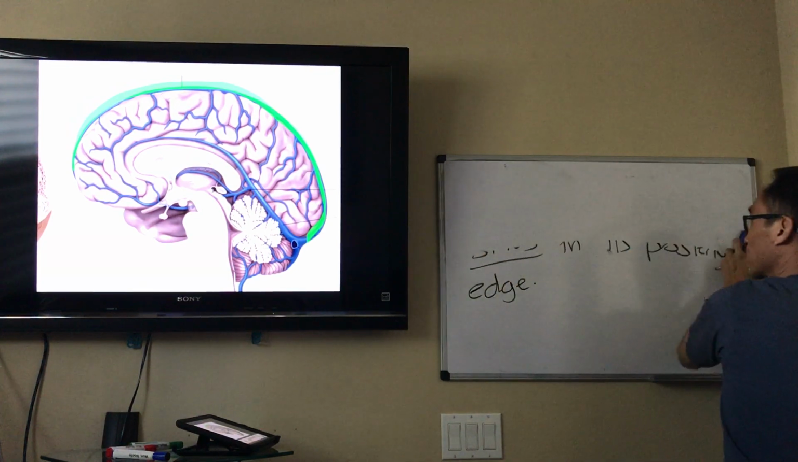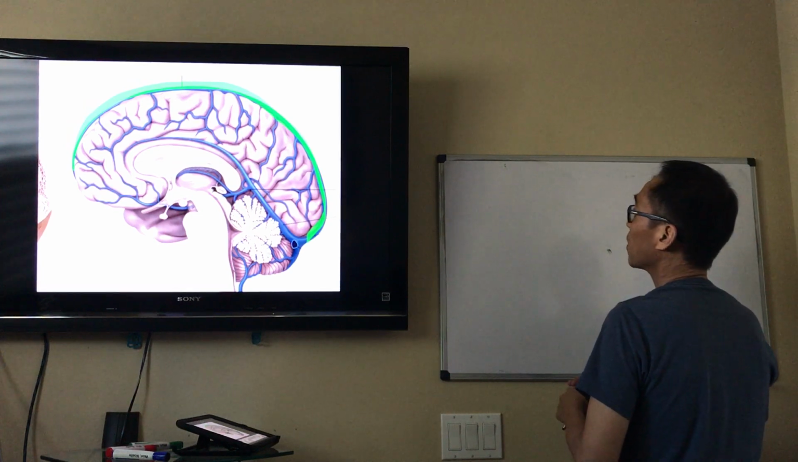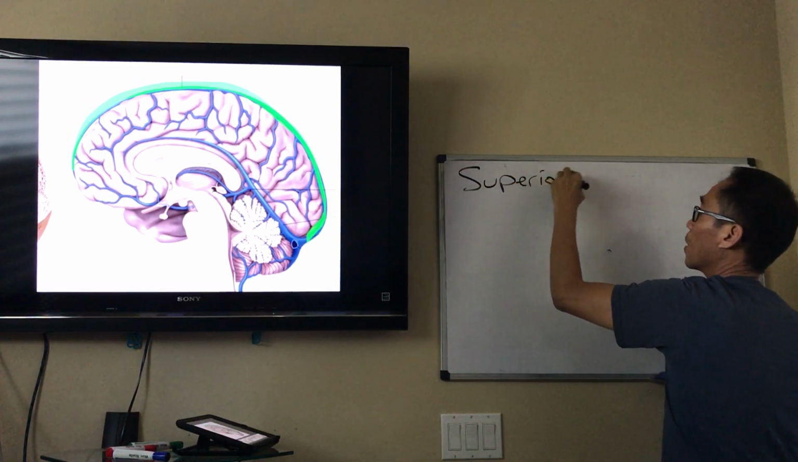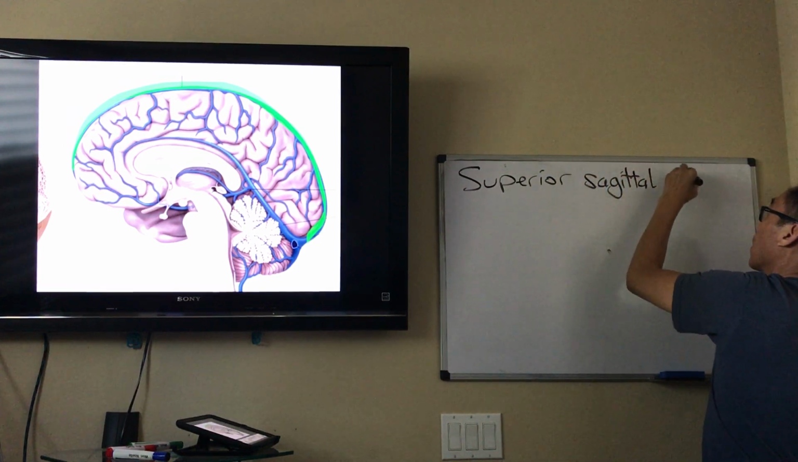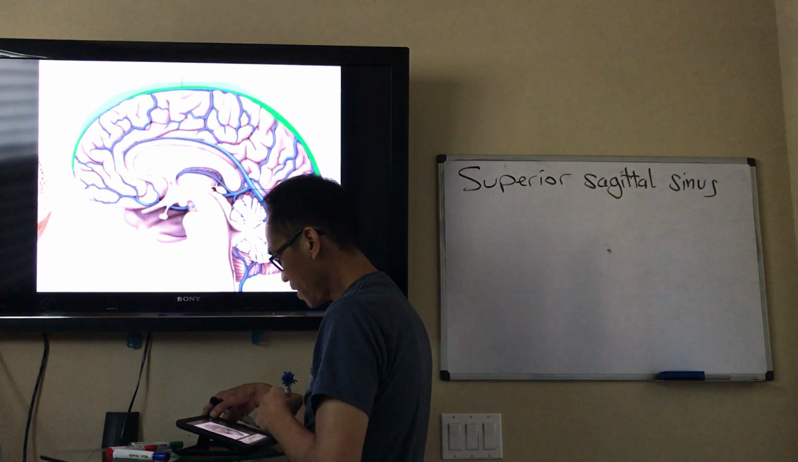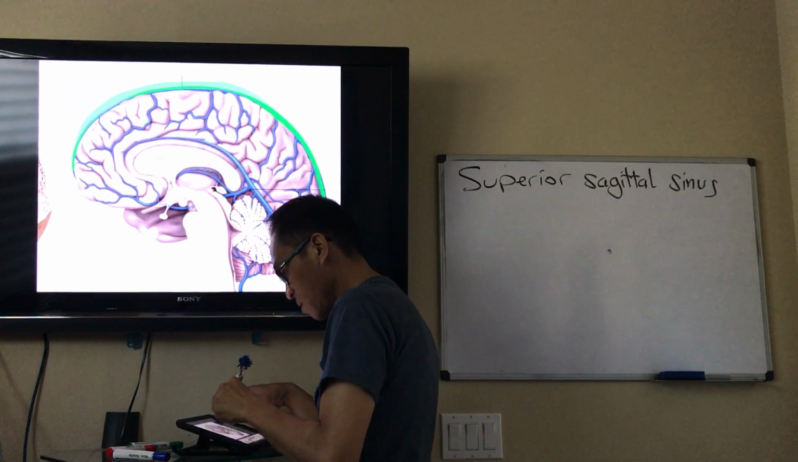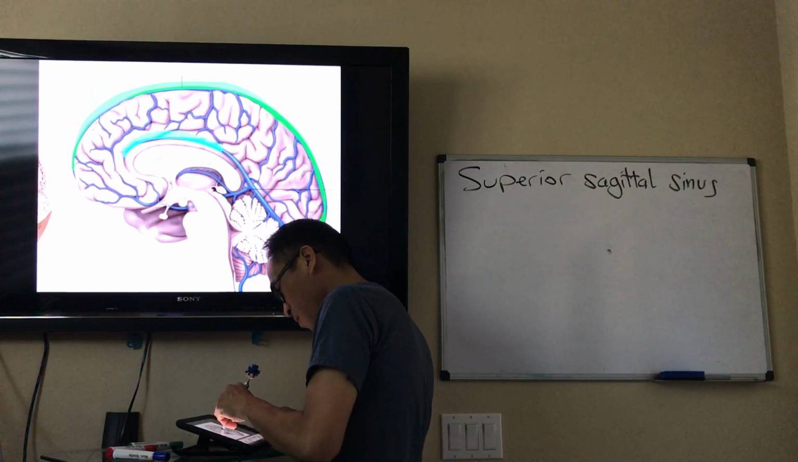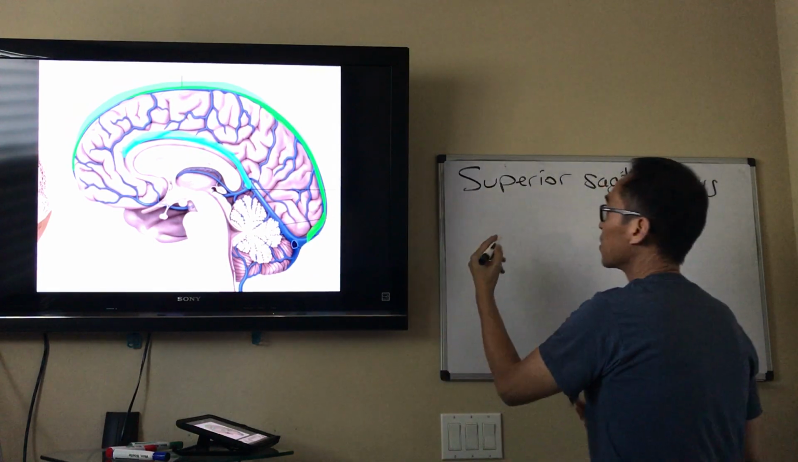Let me just write it here. And you have the inferior sagittal sinus. I'll use a different color. Right around, oops, right around here. Okay, in blue, inferior sagittal sinus.